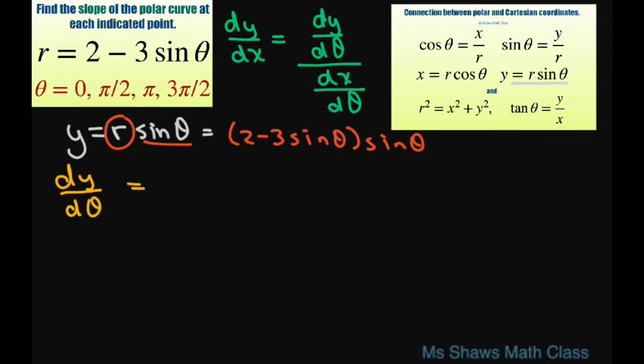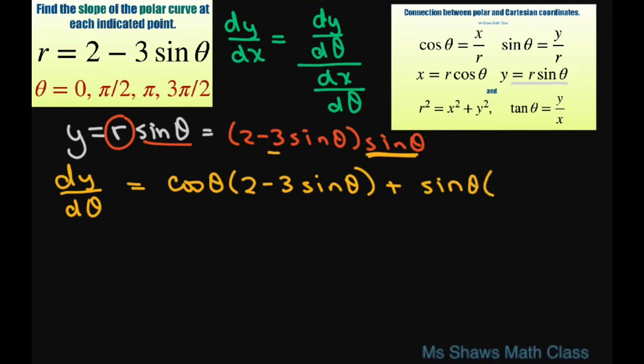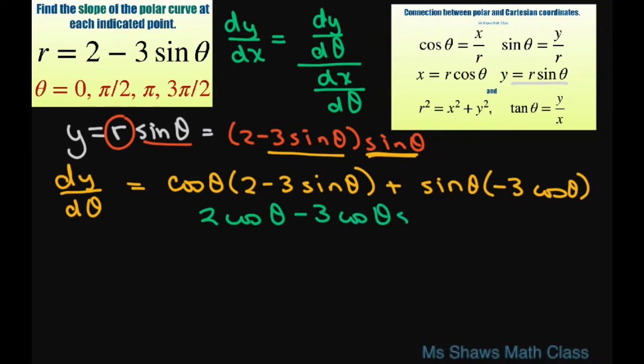All right, this is going to give me cosine theta times (2 minus 3 sine theta), plus, let's just copy down, sine theta times the derivative of this, which is going to be negative 3 cosine theta. Let's go ahead and simplify. This is going to be 2 cosine theta minus 3 cosine theta sine theta. For this piece, we're going to get minus 3 cosine theta sine theta.